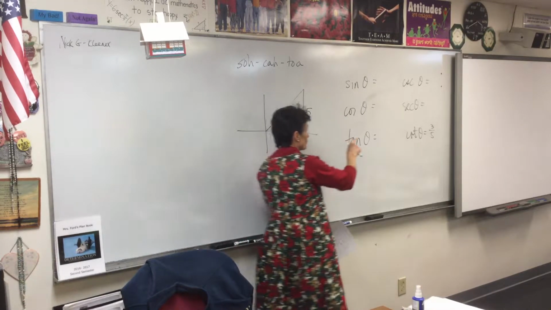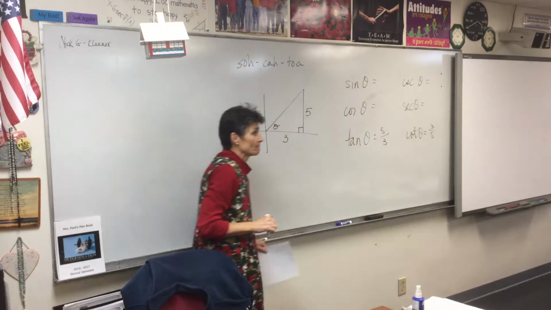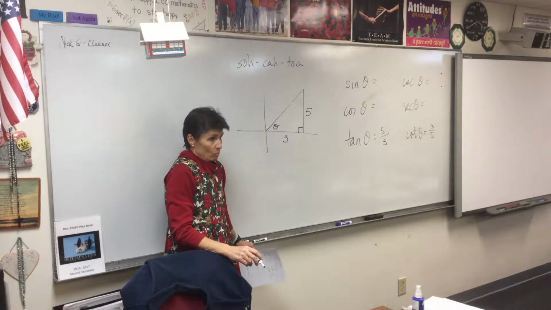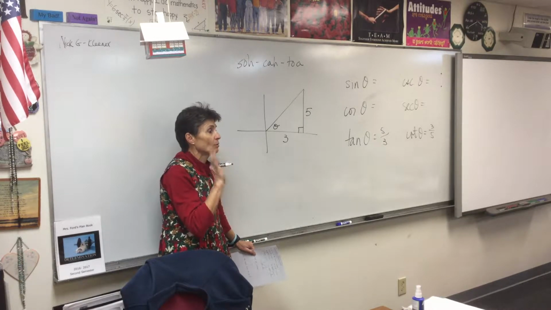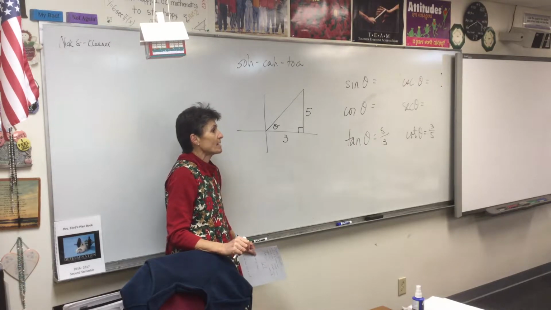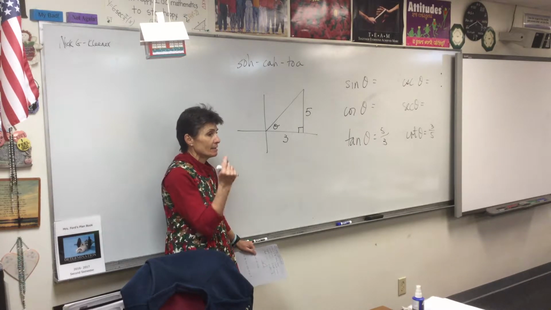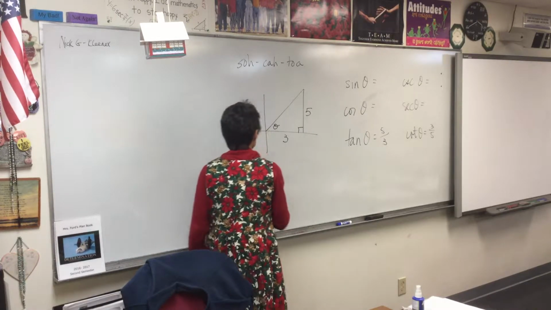Now, we also know that the tangent has to be 5/3. Would you agree? Okay. Now, we can't go one step further until we do what? Do the Pythagorean theorem, because we are missing a side, right? So we're going to do the Pythagorean theorem.